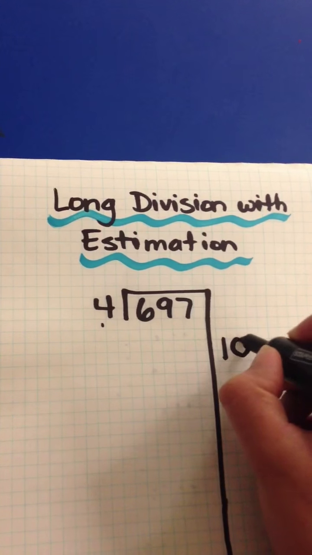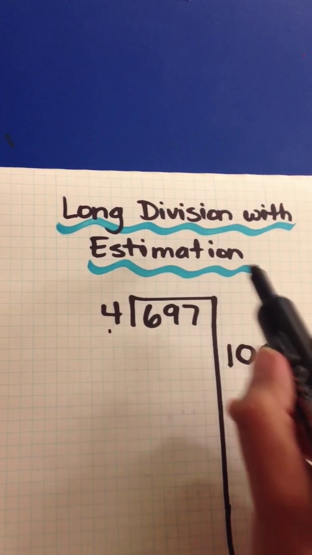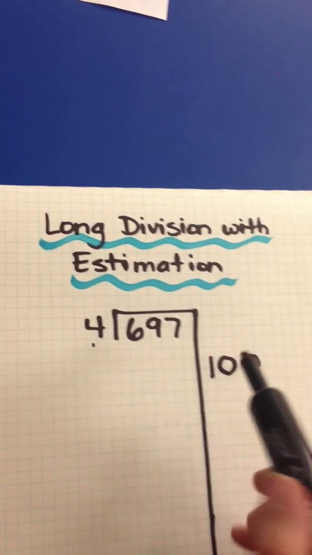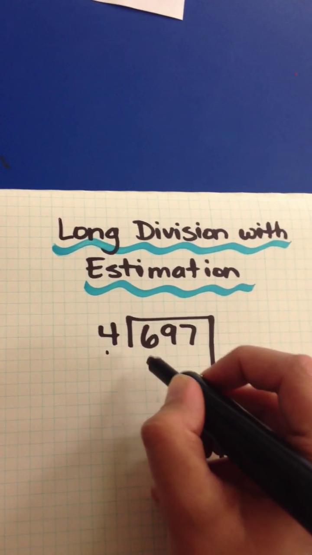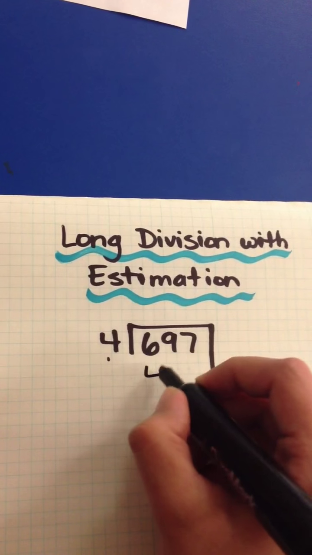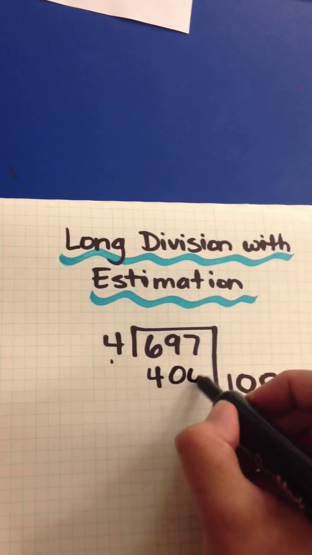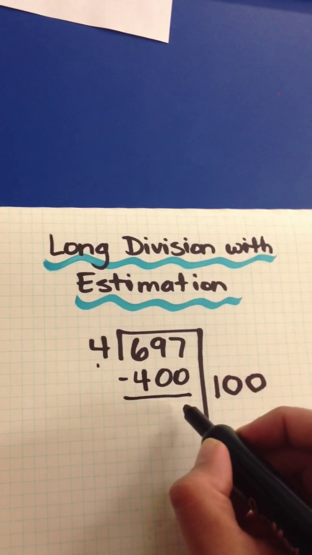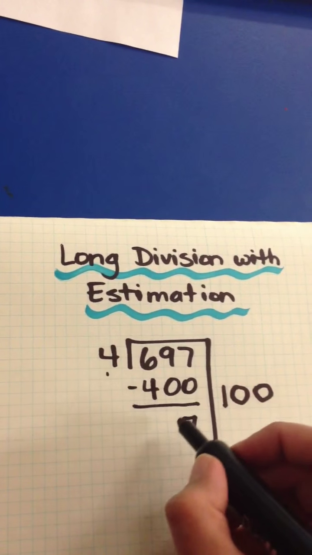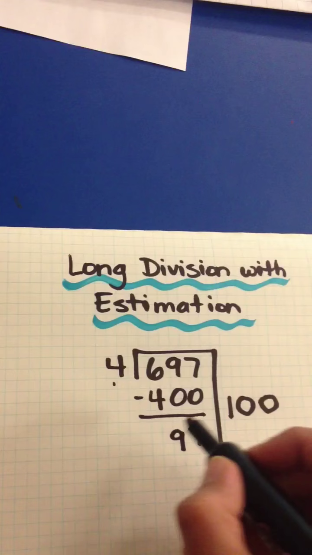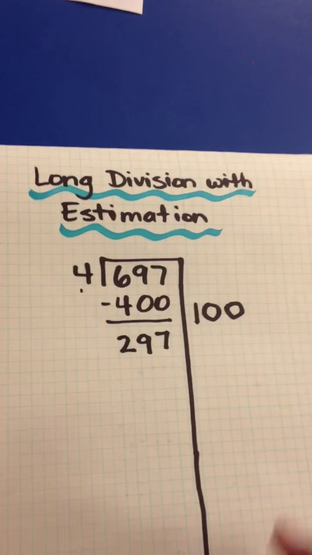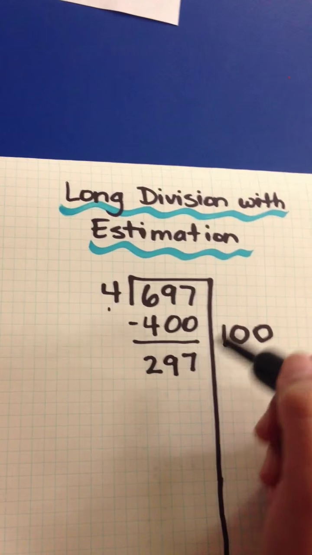Now we want to make estimates that we know are going to get us pretty close to this number without going over. So I know that 4 times 100 is 400. So I'm going to write 400 right underneath 697, and I'm going to subtract. So 7 take away 0 is 7. 9 take away 0 is 9. And 6 take away 4 is 2. So now I'm left with 297.